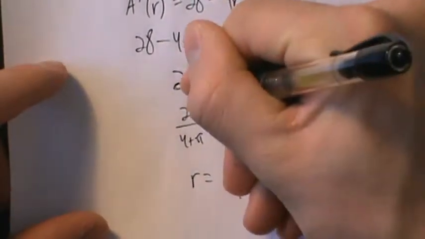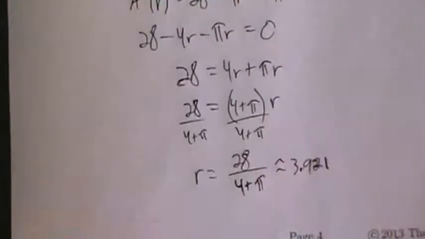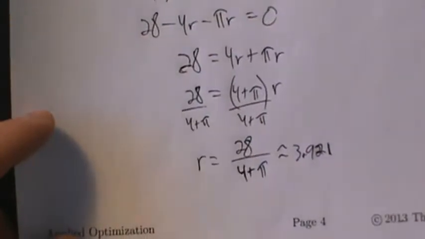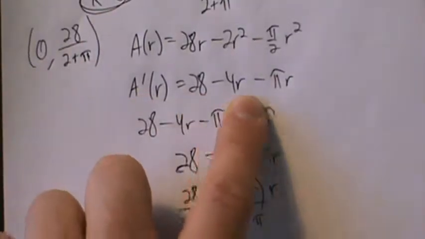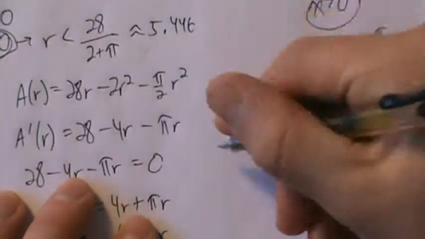Okay, so it's going to be better to use the second derivative test because the first derivative test will work, but we have to set up that sign chart, we have to talk about increasing and decreasing, things like that. So it'll work, but it's more work than we need to do, and it tells us more than we want to know. So it's better to use the second derivative test. Okay, so A prime of r is 28 minus 4r minus pi r. So let's do the second derivative.